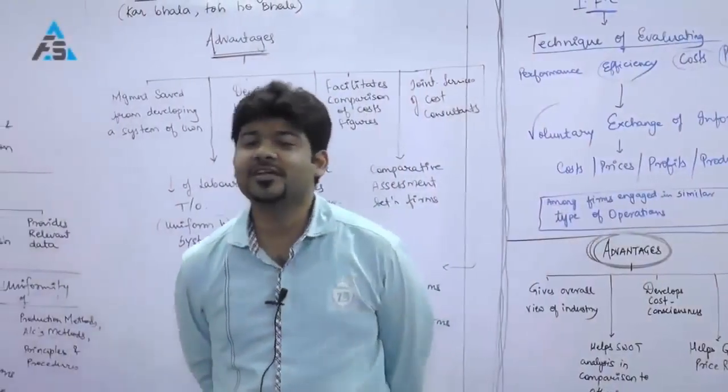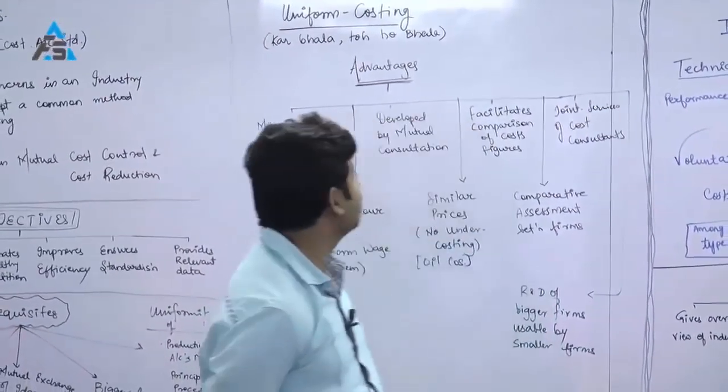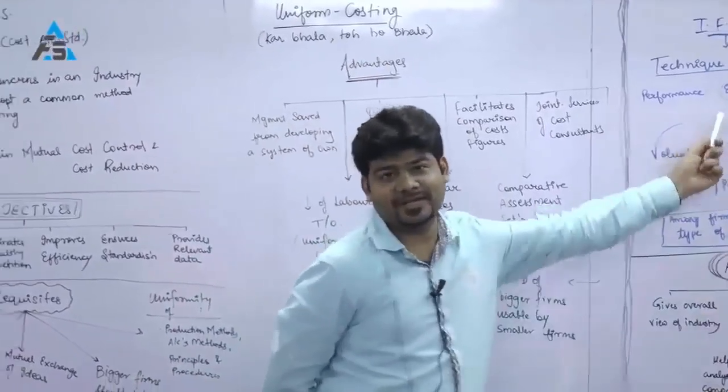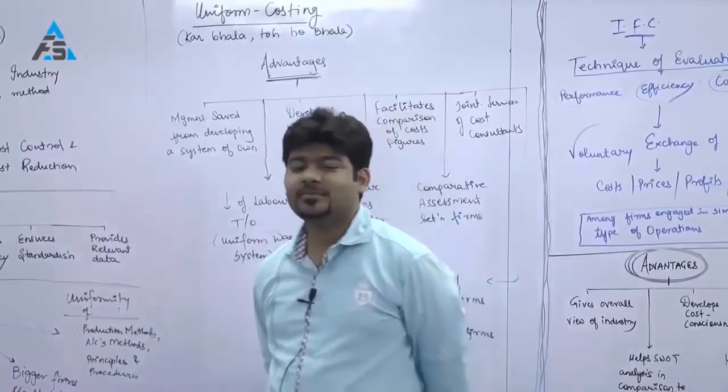Alright then, so we now start with a new chapter, chapter number 8 of your PM, which is called Uniform Costing and Inter-Firm Comparison.